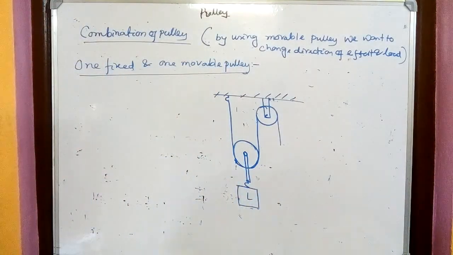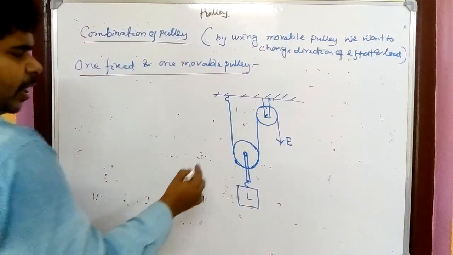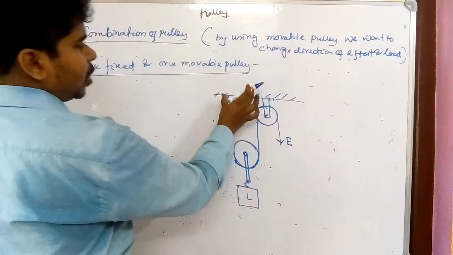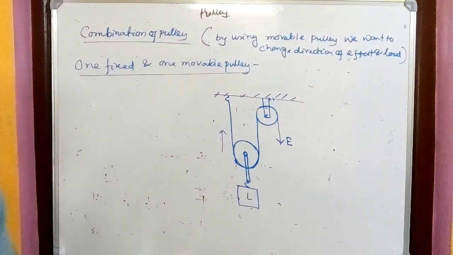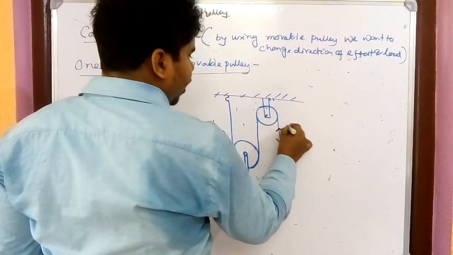Now you see the system. If we are applying effort here, the effort is acting downward, and this effort will be acting on this point, so that the whole system will come upward. By this system, we have changed the direction, as well as we have used a movable pulley also. Okay, so let's find out what should be its mechanical advantage and what should be the velocity ratio of the combination of pulleys. Okay, so effort is acting downward, so tension will act upward.